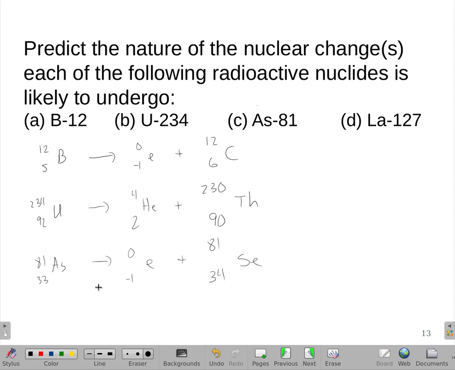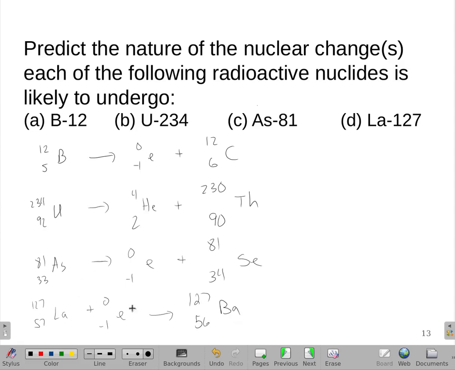And then the last one, La 127. Let's see, it has an atomic number of 57. According to our periodic table, it would prefer to have 130 or 139. So we want this to be much higher. We're going to say this goes through electron capture or positron. I'm going to write out electron capture. So this stays 127, but this is going to go to 56. And it's going to turn into barium.